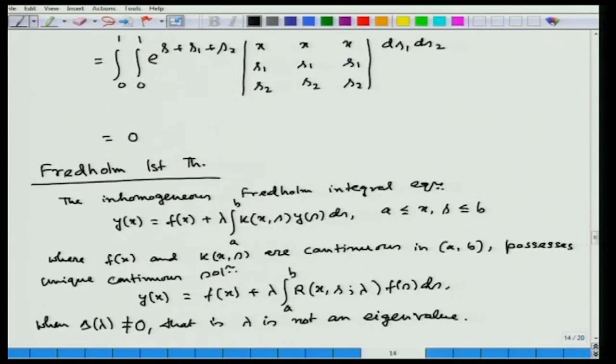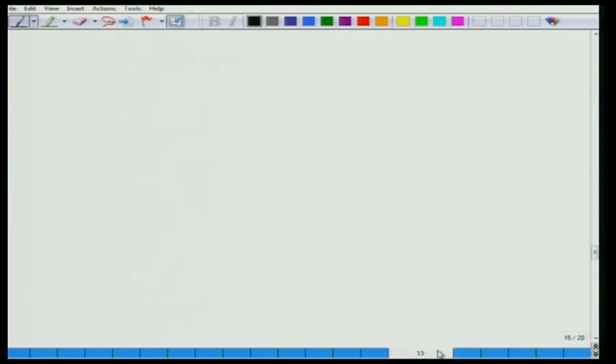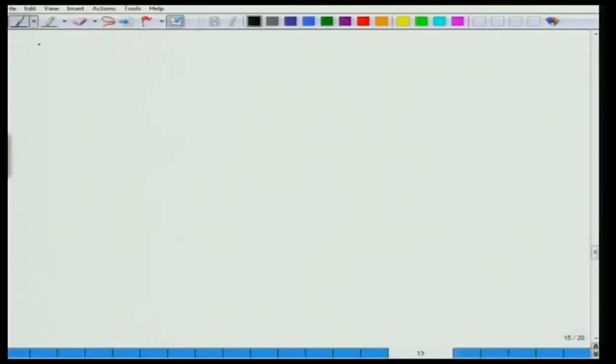This R(x, s, lambda), here I have written intended to mean the Fredholm resolvent kernel, but of course by using other methods you can also calculate this resolvent kernel, which will be a solution of this Fredholm integral equation. Then the second theorem states that in this case we are assuming that the particular lambda involved with the equation, say lambda 0, is an eigenvalue. So, this is Fredholm's second theorem.